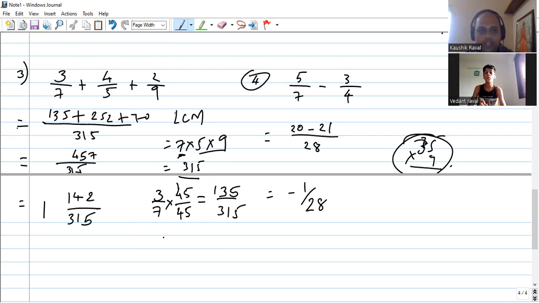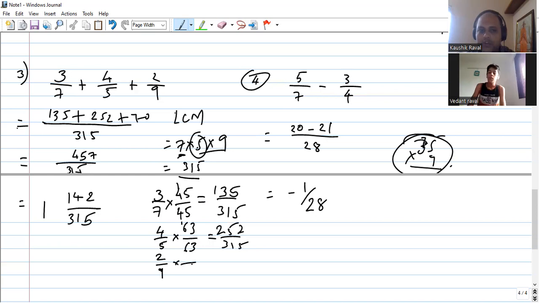Then you have got 4 by 5. Again, you have to convert it into 315. So what will you do? 5 is there, so 7 9s are 63. 63 4s: 3 4s are 12, 1 carried over, 6 4s are 24 plus 1, 252. And then you multiply the same way with 2 by 9, so you multiply with 35. 35 2s is going to be 70.